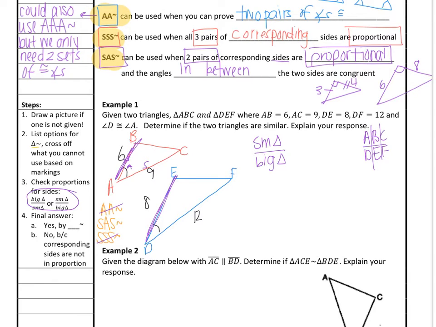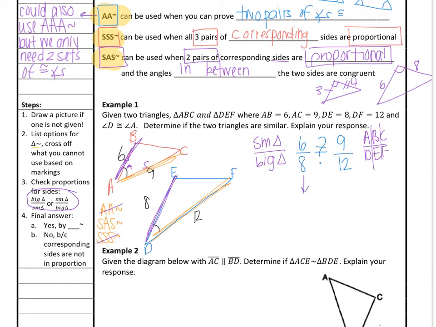Right, so AB matches with DE, so we're going to go 6 over 8, equal sign with a question mark, because we're checking the proportion to see if it's true. And then AC matches with DF, so we have 9 over 12. Again, small triangle over big is the way that I chose to go.